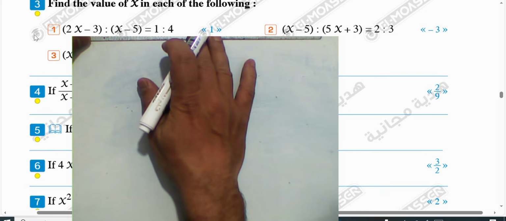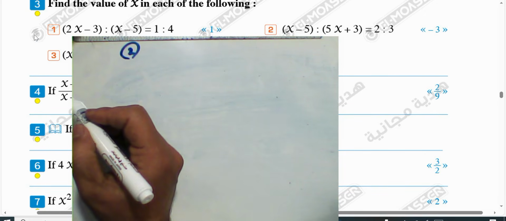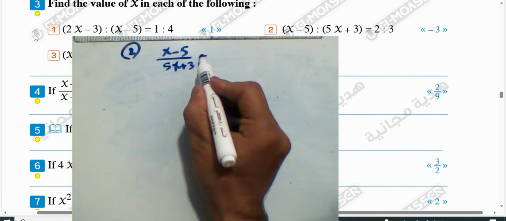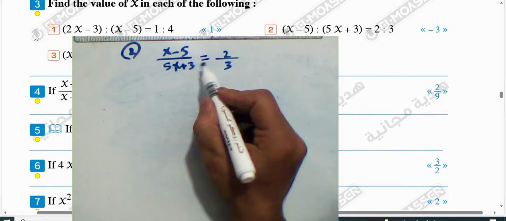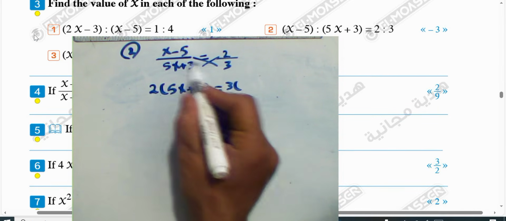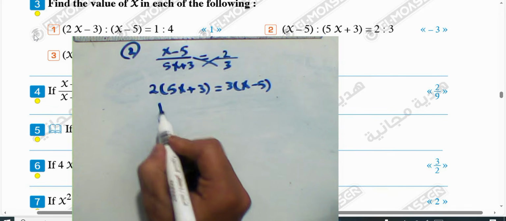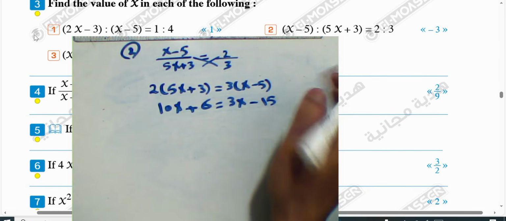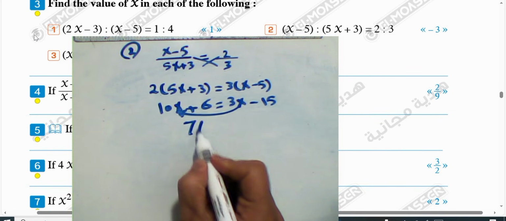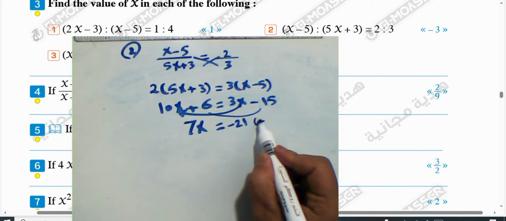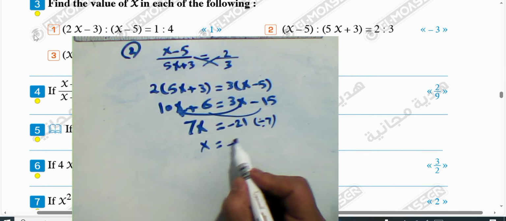Next question, number 2. X minus 5 over 5x plus 3 equals 2 over 3. Cross multiply here: 2 multiplied by 5x plus 3 equals 3 multiplied by x minus 5. 2 times 5 equals 10, and 2 times 3 equals 6. 3 times x and 3 times 5. Move here, 10 minus 3 is 7, 7x, and move 6. Negative 6 plus negative 15 will be negative 21. Next step, divide by 7, the result will be negative 3.